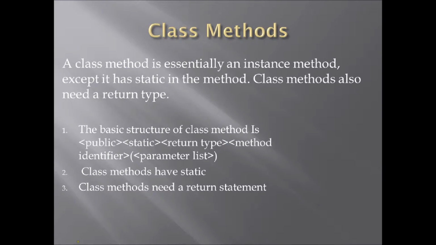A class method is essentially an instance method, except it has static in the method. Class methods also need a return type. Three ways to identify a class method: first, the basic structure of the class method is public, static, return type, method identifier, and the parameter list. Second, class methods have static. And third, class methods need a return statement.